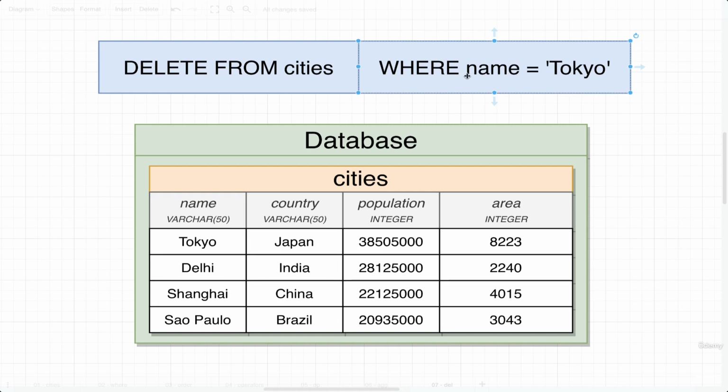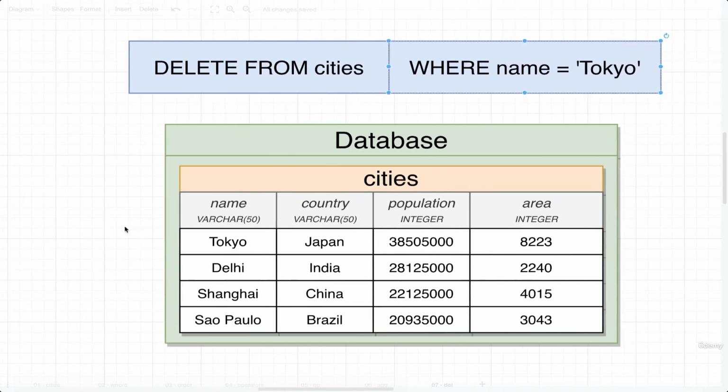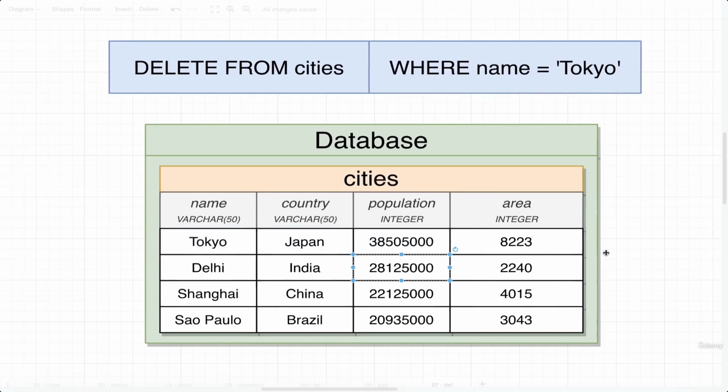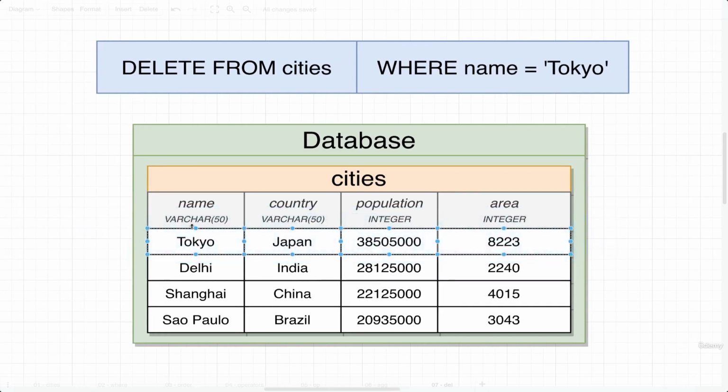So if we put in where name equals Tokyo, then we're going to take a look at all the different rows inside of cities. We're going to find any row with the name of Tokyo. So in this case, we're going to find that first row right there and delete it. And that's pretty much it.